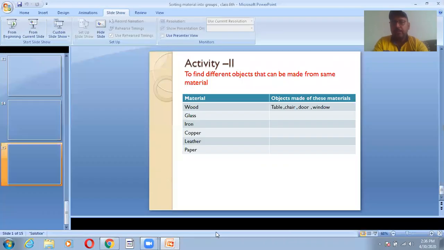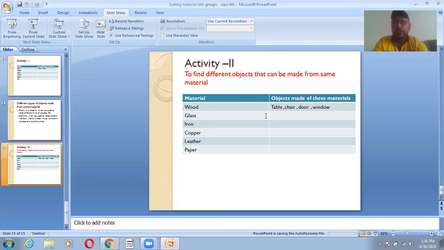So you do this activity, the rest we will discuss in the next class.